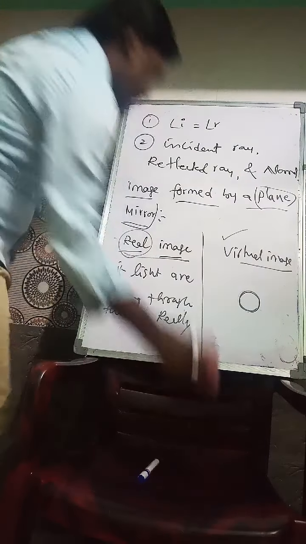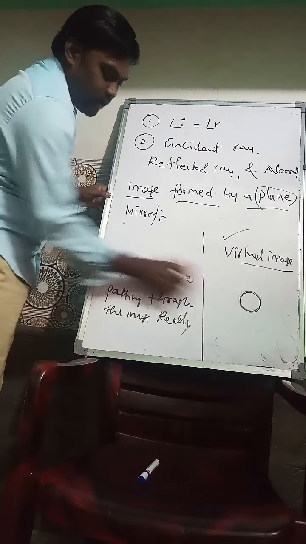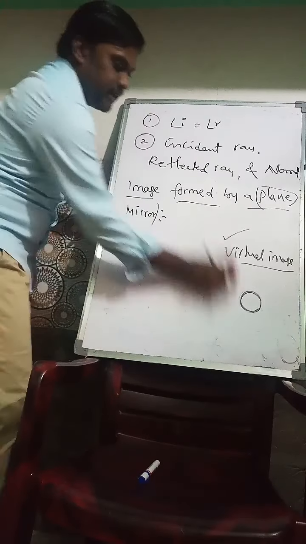So here we can say that the first property, the first characteristic we are seeing in the plane mirror, is a virtual image.